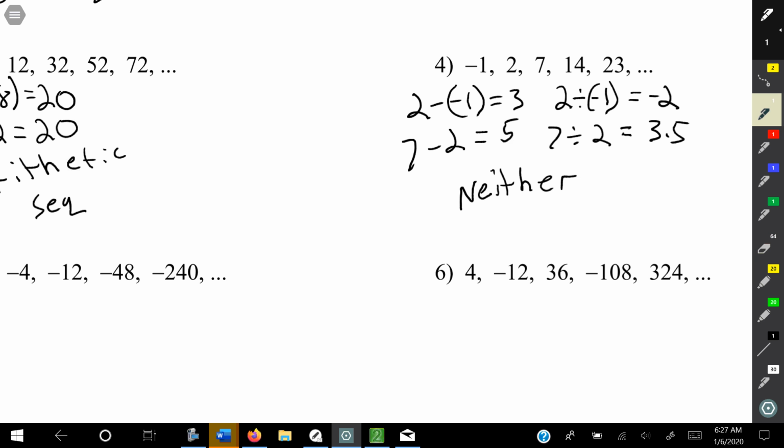And this is how you determine if a sequence is geometric, arithmetic, or neither. I'm going to go ahead and put up some practice problems for you to try.